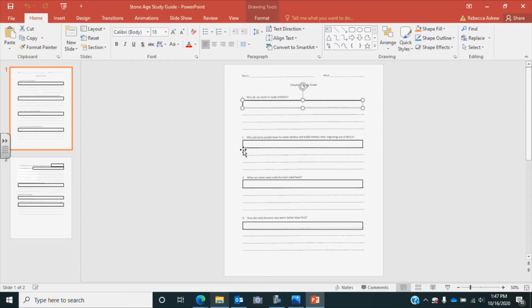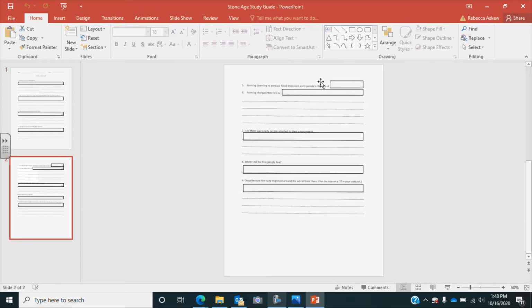And then number two says, why did early people learn to make clothes and build shelters after migrating out of Africa? So when they went from Africa up to, you know, the northern part of Asia and the northern part of North America up in Canada, why did they learn to make better clothes and build shelters? And then number three, what are some ways early humans used tools? So you're just going to tell me different things they used tools for back in that time. Number four says, how did early humans stay warm other than fire? Don't tell me fire. I'm wanting to know, what did they make? What did they do to stay warm?